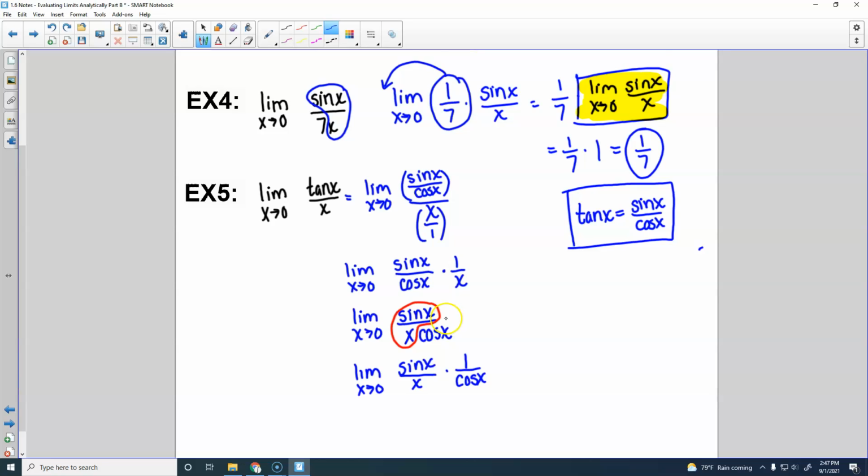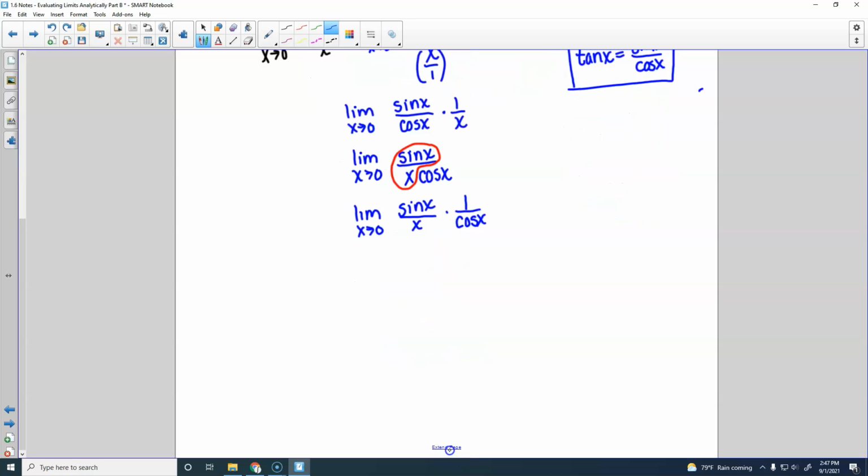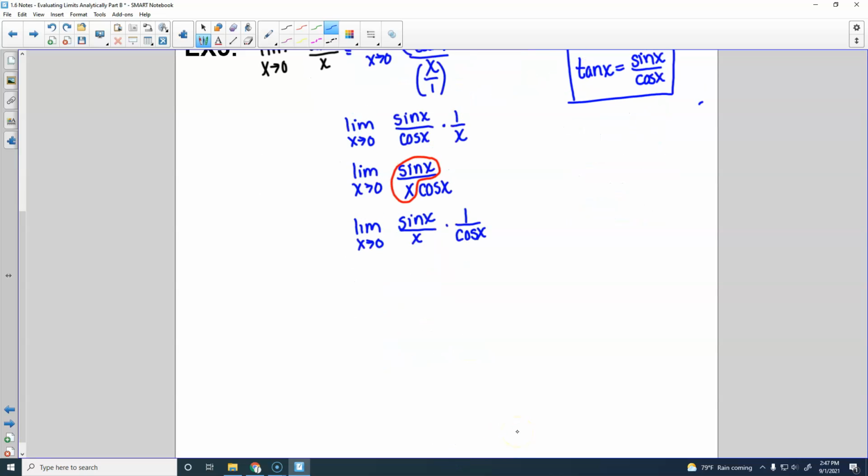And I'm going to write this step. I usually would not write this step if I was doing this problem, but to be very clear about what's happening here, properties of limits tell me that I can take the limit of these two things that are multiplied together separately and then just multiply what I've got. So you don't necessarily have to write this. You can do this part in your head. But you can do the limit as x approaches 0 of sine x over x times the limit as x approaches 0 of 1 over cosine x.